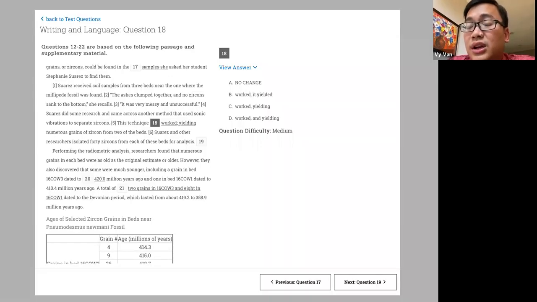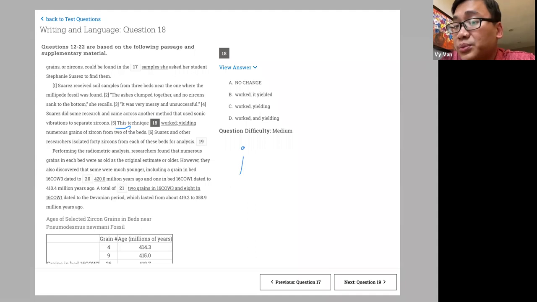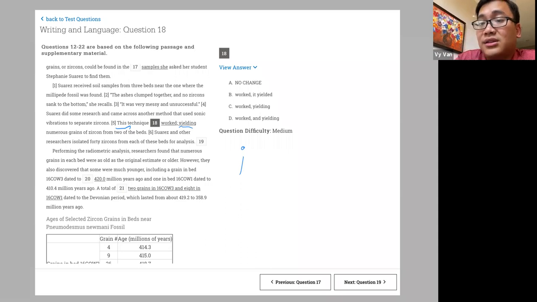Okay, so this is another punctuation type question right here. So number 18. This technique worked, yielding numerous grains of zircon from two of the beds. So here again, I told you guys this, when you use a semicolon, it means two independent clauses. And here, the second part is not an independent clause, it's just a fragment. So we cannot use a semicolon here.